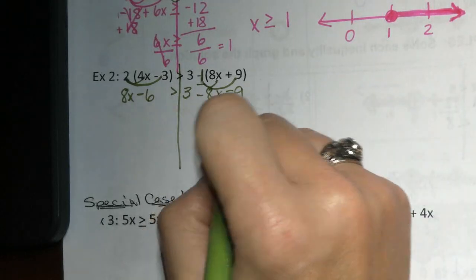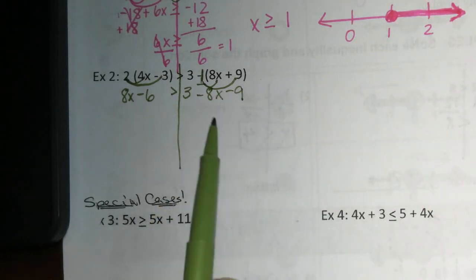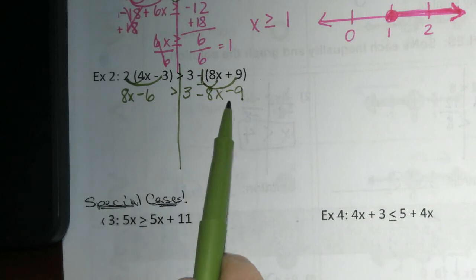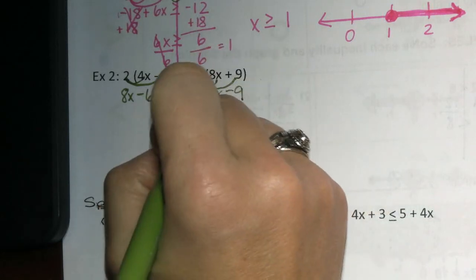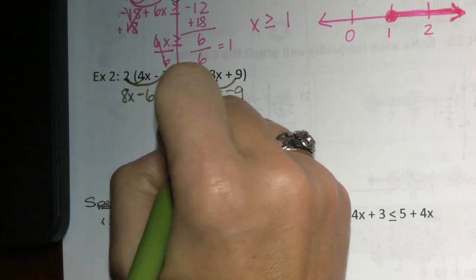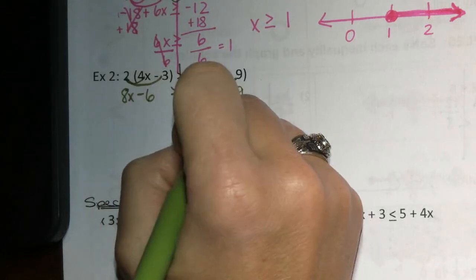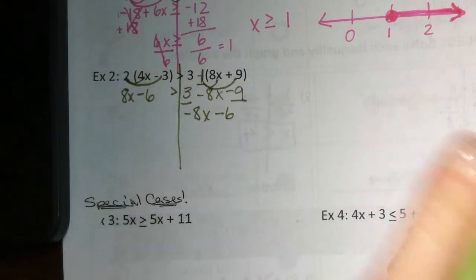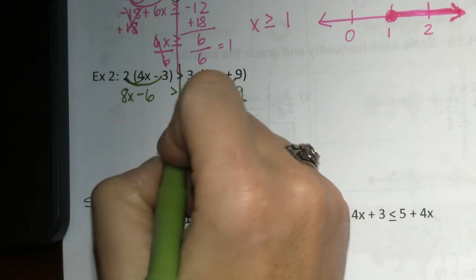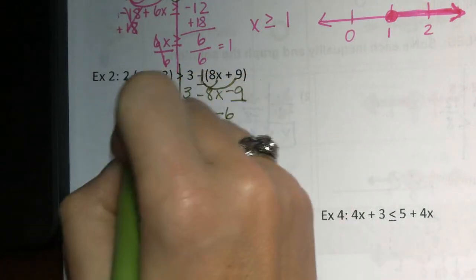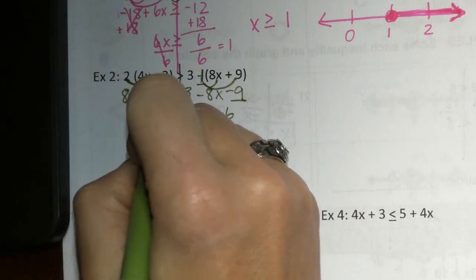All right, and then this side over here, we need to clean up a little bit. We have a positive 3 and a negative 9. It's going to leave us with negative 8x and then minus 6. We combine those. So we have greater than, and then over here is 8x minus 6.